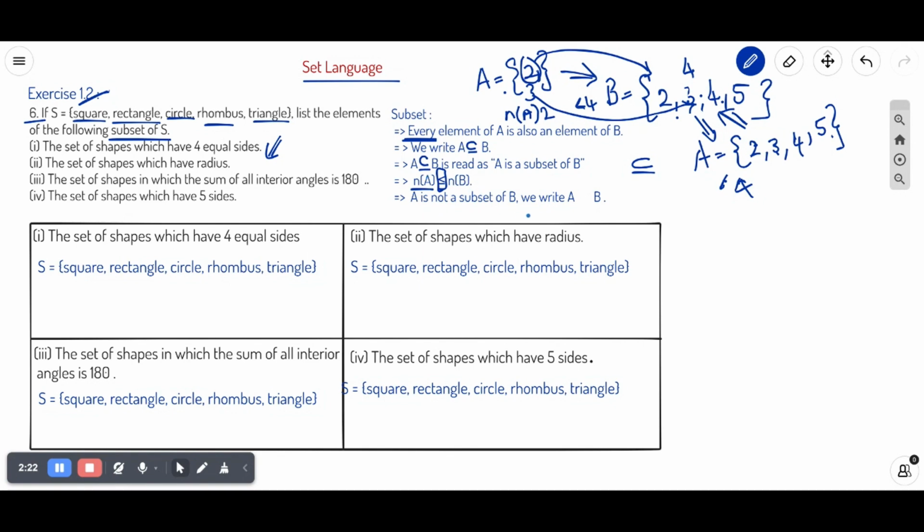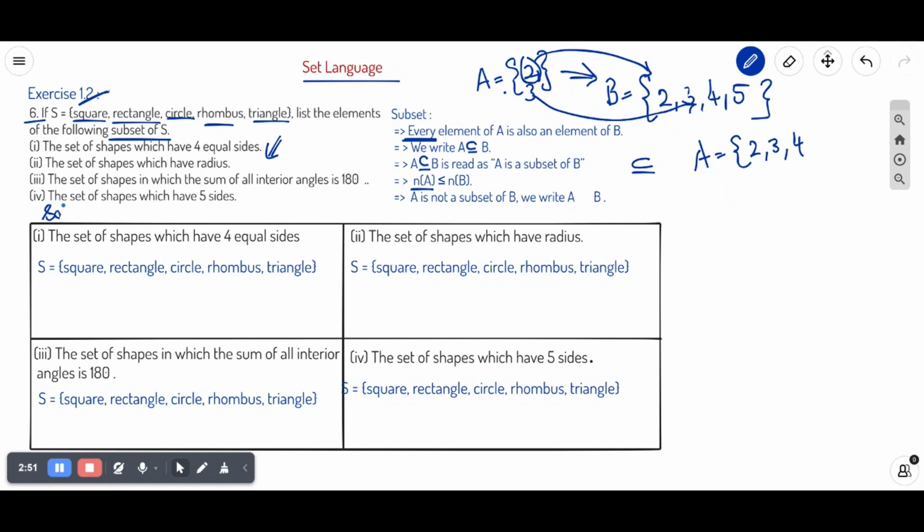Now the next step. If A is not a subset of B, let us take another A. A is equal to {1}, just 1. 1 is not there in B. So this means A is not contained in B, or A is not a subset of B. So with this small recap, let's move on to our question.